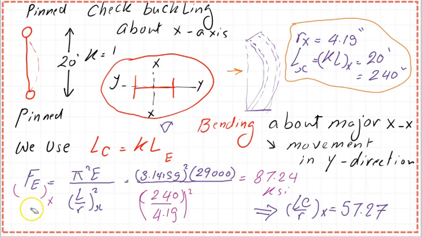We need to estimate the Euler stress in the X direction. We have E equal to 29,000 KSI, and pi is 3.14159. Pi squared E over 240 divided by 4.19, all squared, will give us a stress of 87.24 KSI, which is apparently larger than the yield stress, that is 50 KSI. But we have to check in the Y direction. That's why we will move to the next slide.